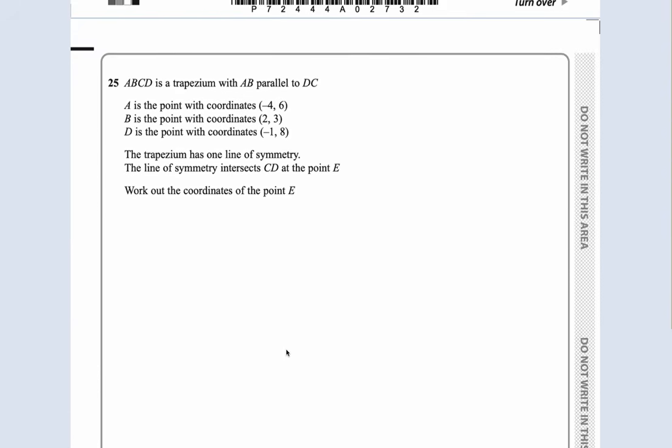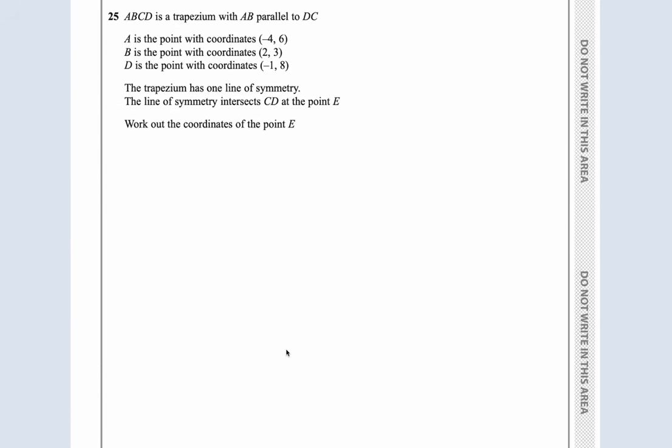Okay, question 25. ABCD is a trapezium with AB parallel to DC. A, B, D have these coordinates. The trapezium has one line of symmetry. The line of symmetry intersects CD at point E. Work out the coordinates of point E.